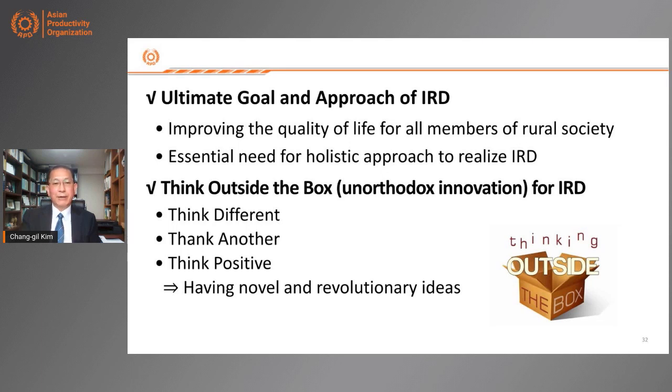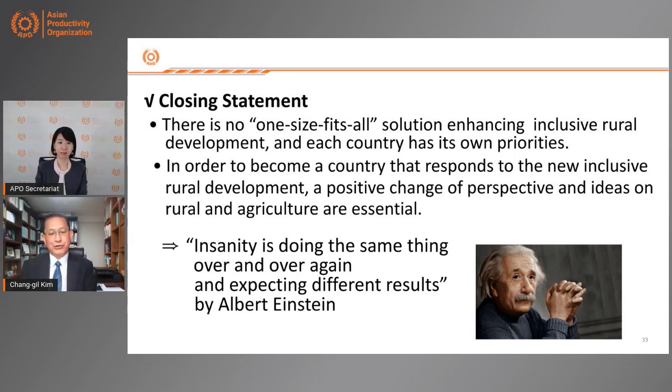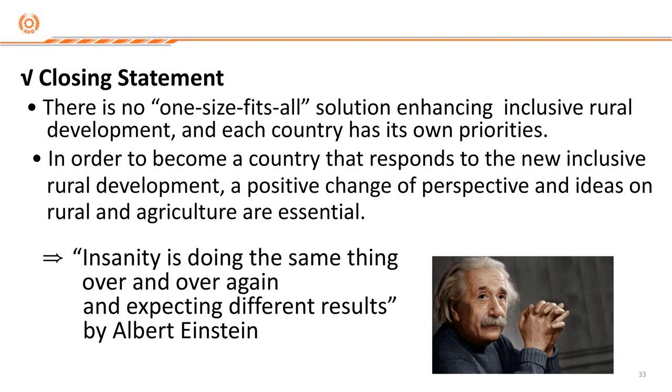I emphasize this part. Finally, in today's closing statement, there is no one-size-fits-all solution for enhancing inclusive rural development. Each country has its own priority. I think in order to become a country that responds to new inclusive rural development, a positive change of perspective and ideas on rural areas and agriculture is essential. Finally, as Albert Einstein said, and I conclude today's lecture by quoting: insanity is doing the same thing over and over again and expecting a different result. Thank you for your attention.